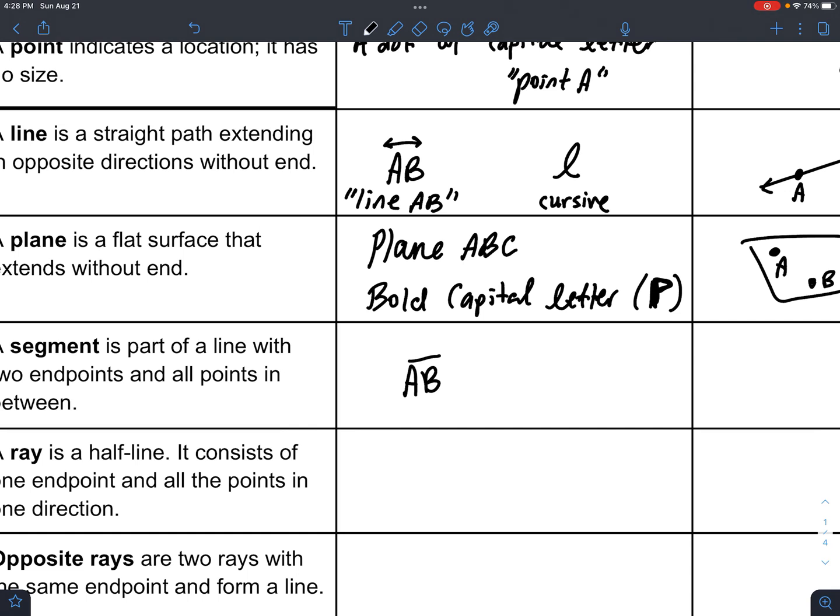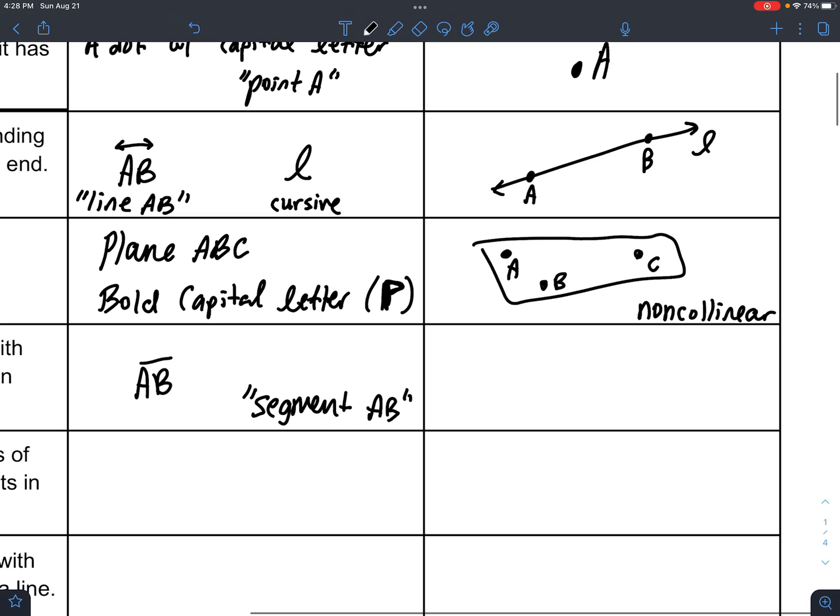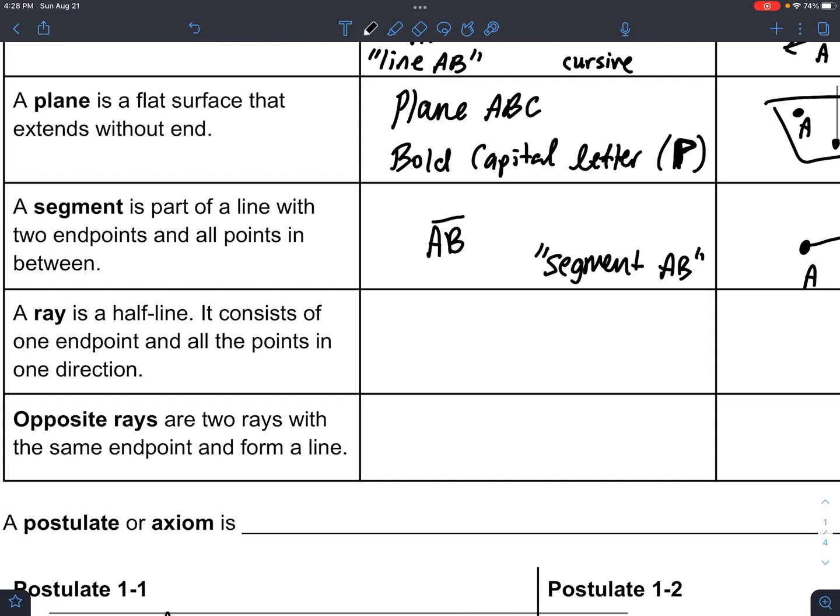Okay. A segment, we just, the same as a line, but we don't have those arrows on it. We could just say segment AB, and that's pretty easy to draw too. You can probably guess what it's going to look like. Something like this.